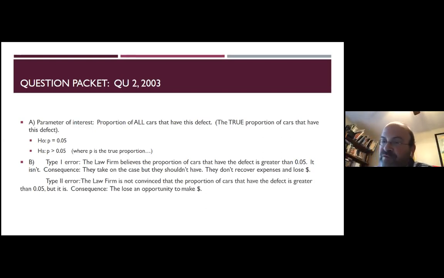And then it also asks you for type 2 error. This is an awful lot of writing for a question, but I could certainly imagine the exam asking you to identify the error and give a consequence. This particular question, in the traditional hour-and-a-half free response format, asked you for both types of errors and for 2 consequences. Here, a type 2 error would be that the law firm is not convinced the proportion of cars that have the defect is greater than 0.05, but it is. The consequence is they lose an opportunity to make money.